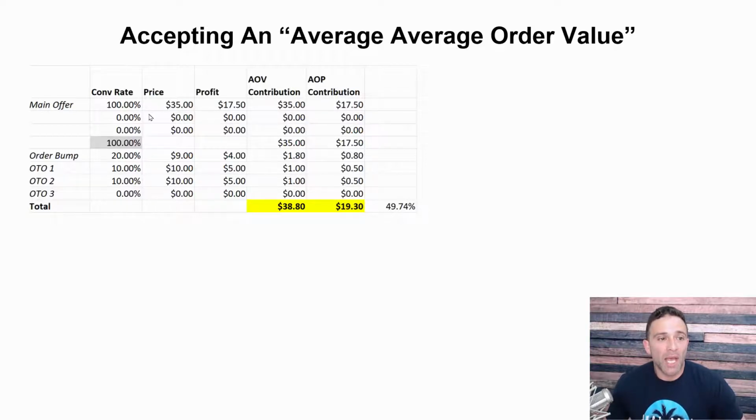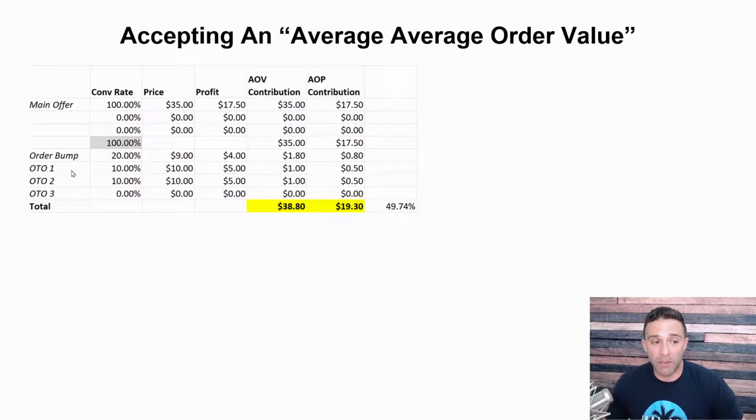Because that's 100%. And then there's the pre-purchase upsell. 20% of people take it. It's a $9 item with a $4 profit, so that's about a 45% profit margin, or 40%. If you take 20% times 9, that's a $1.80 contribution to AOV total, right? Because not everybody takes it. 1 out of 5 takes it, so you have to divide this by 5, and divide this by 5, so it's an 80-cent average order profit contribution. So now we start adding this: $17.50 plus 80 cents.